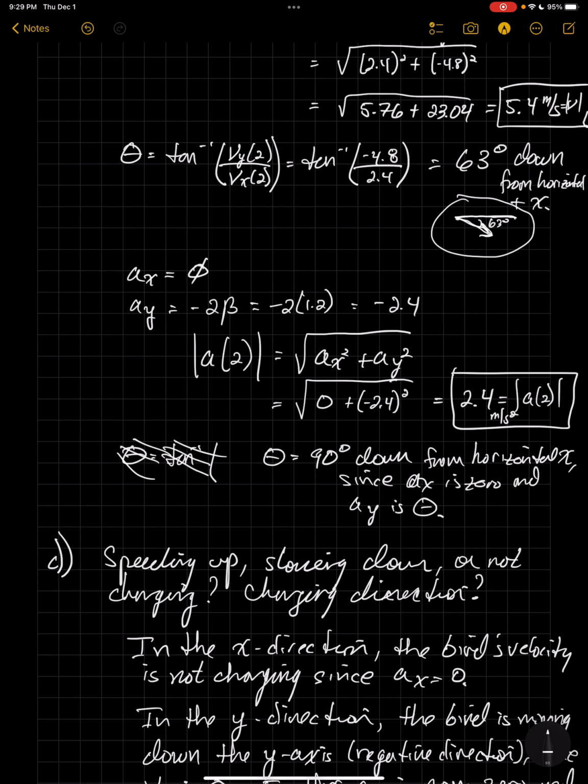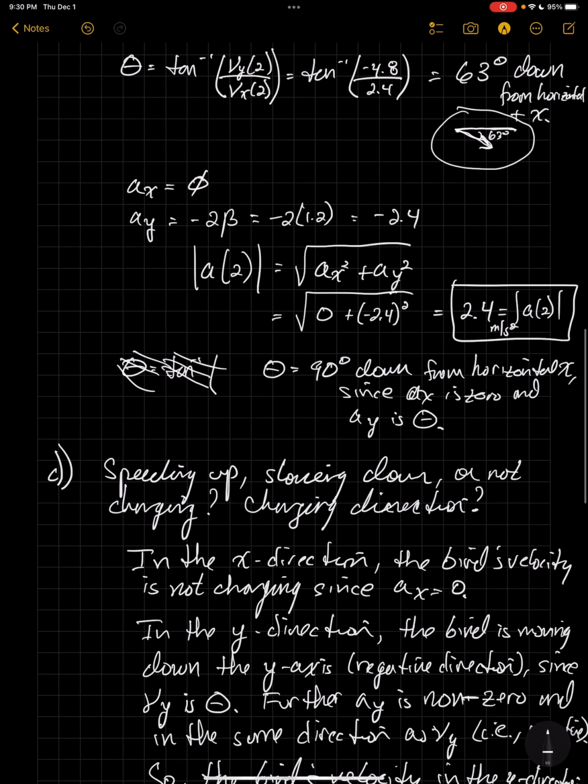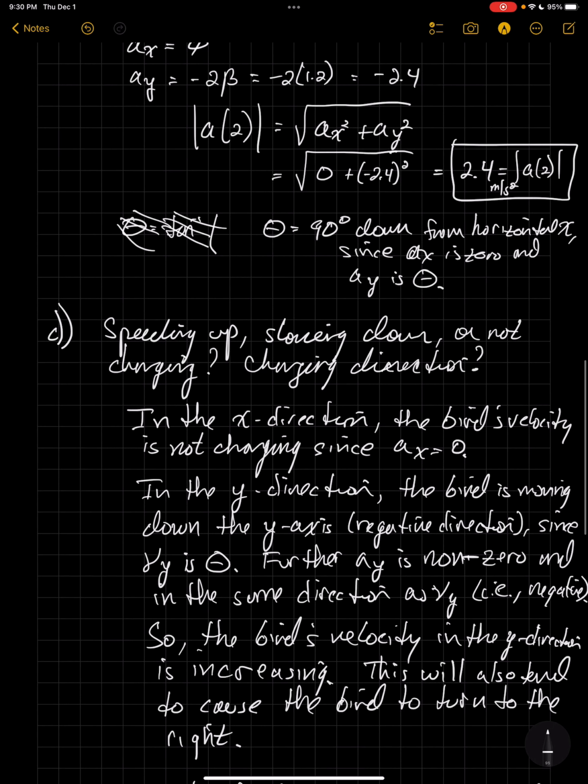So the last thing that we're interested in knowing is if the bird is speeding up, if it's slowing down, or if its speed is not changing, and whether or not the bird is turning, and if it is turning, in what direction is it turning? Well, in order to answer this, we simply look at the values that we've already calculated.